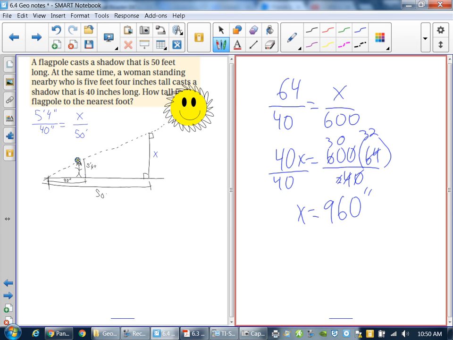The question, though, asked you to have it in what unit of measure? Feet. So how do I convert that then? You just divide that by 12. Is it 80? Yeah. It's 80 feet. That's a really, really tall flagpole.